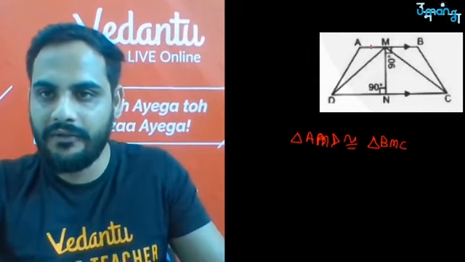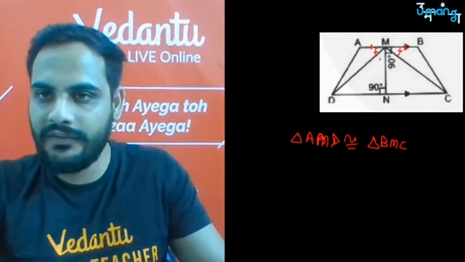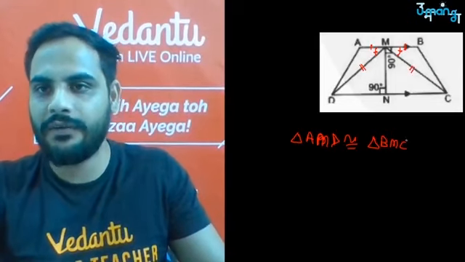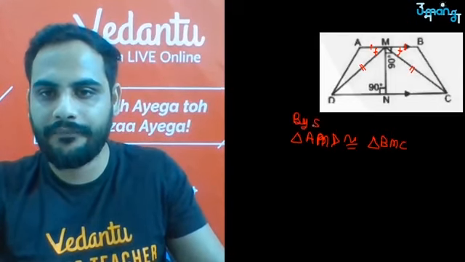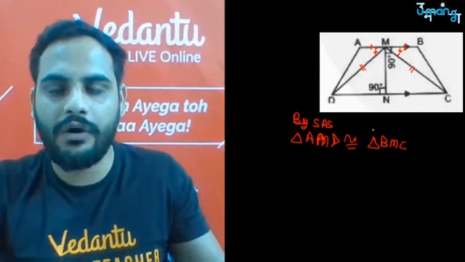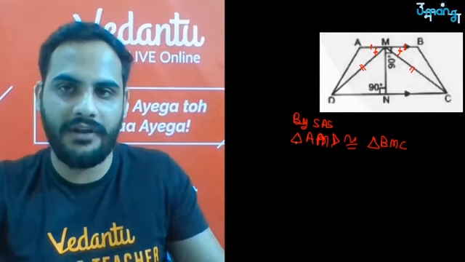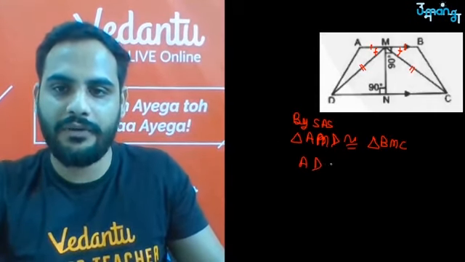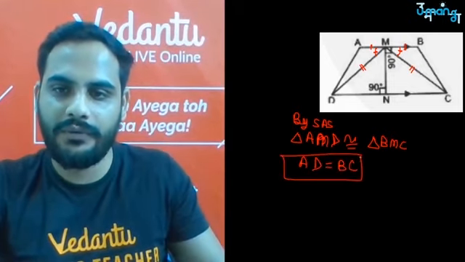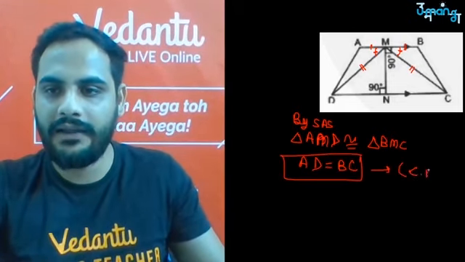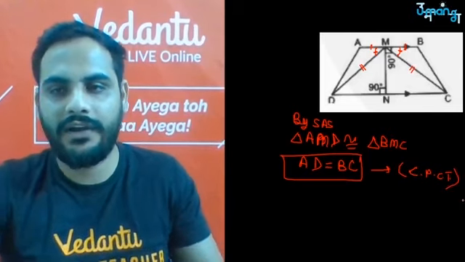How did we get this? First, AM and BM were equal. Then we got to know that this angle and this angle are equal, and then these two sides were equal. So by the side angle side rule, these two are congruent, and if they are congruent, by CPCT you can say AD is equal to BC.